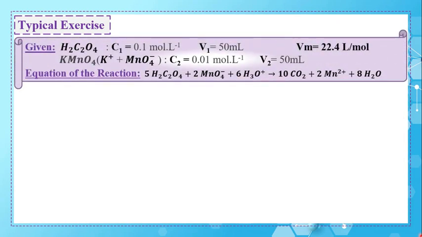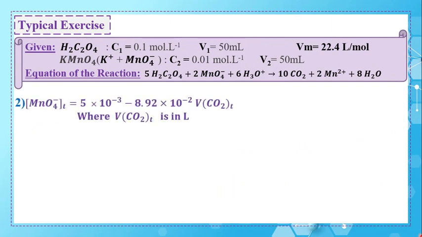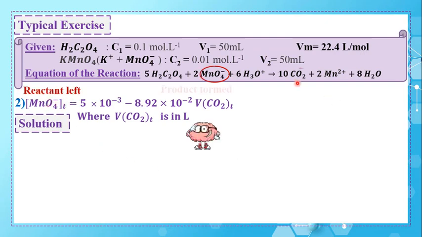Now, the second relation in our video. The relation is between MnO4- at instant t, which is the reactant remaining at this instant, and V of CO2, which is the volume of CO2 produced at this instant. So the relation is between the reactant left and the product formed. And we want to start by the reactant left.